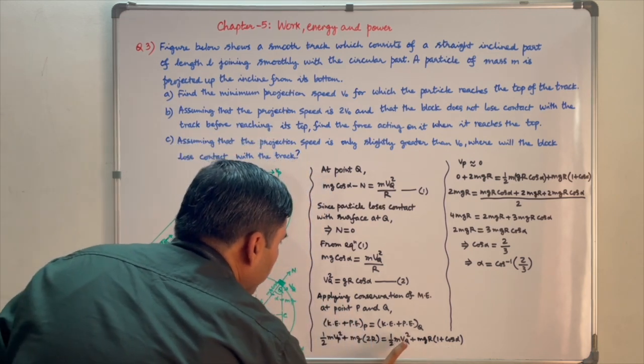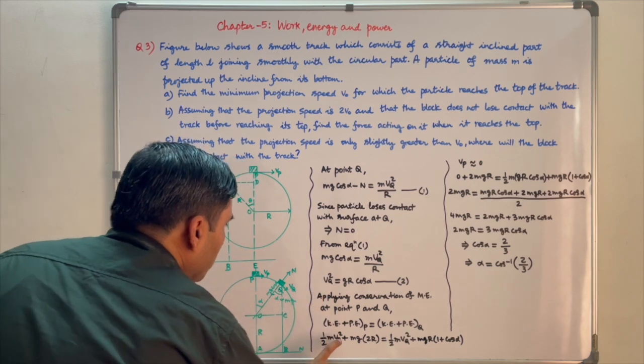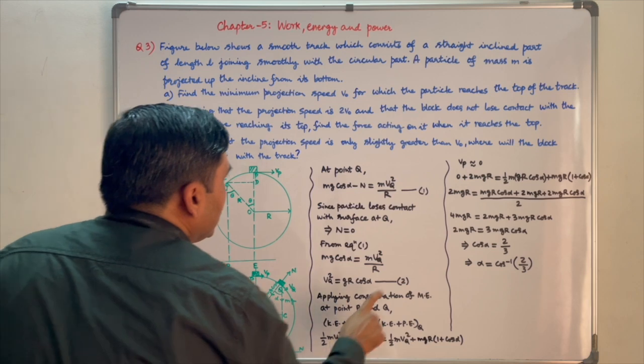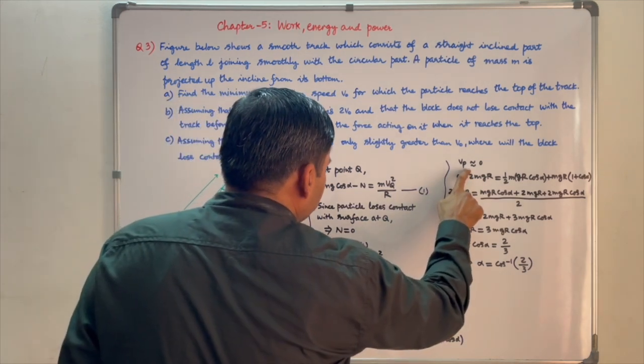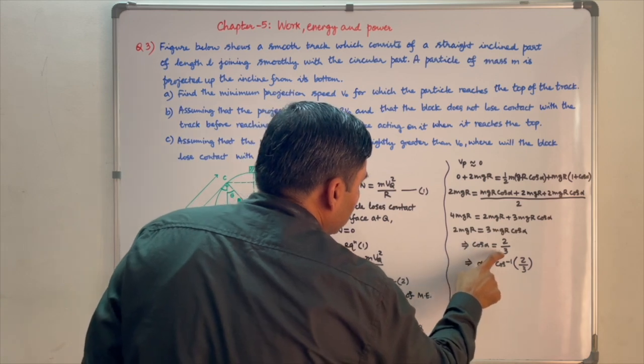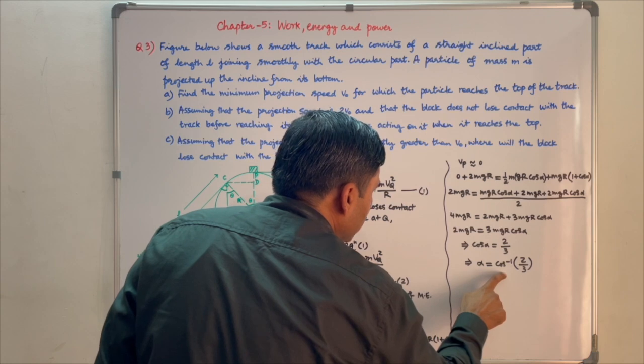Now the value of Vq² we can put from equation number 2. Vp is negligibly small, so it can be approximated to 0. So we will get the value of cos alpha is equal to 2 by 3, or alpha is equal to cos inverse 2 by 3.